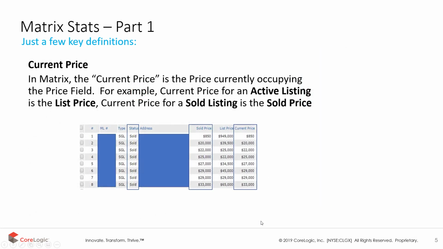The average is 14.6. Current price. In Matrix, the current price is the price currently occupying the price field. For example, current price for an active listing is the list price. Current price for a sold listing is the sold price.